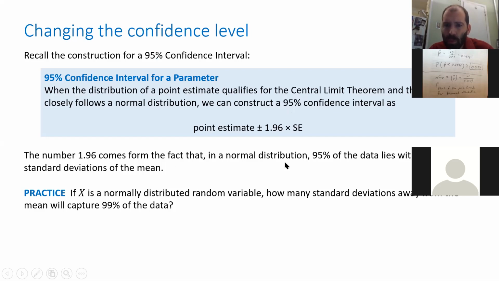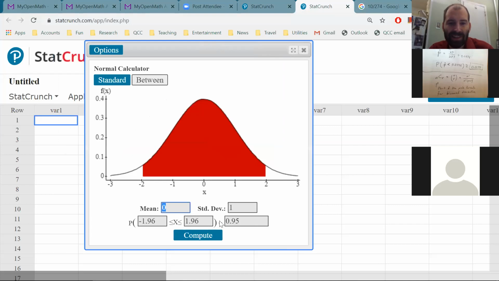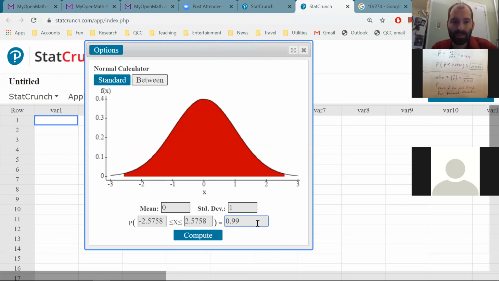So what if we change this to 99%? If X is a normally distributed random variable, how many standard deviations away from the mean will capture 99% of the data? So we've got to get a new number, not 1.96, but something else. What would that number be? Well, let's just go back to StatCrunch, and we will plug 0.99 in instead of 0.95. So here we are in StatCrunch, and it's all set up. I just have to change 0.95 to 0.99. And there we have it.